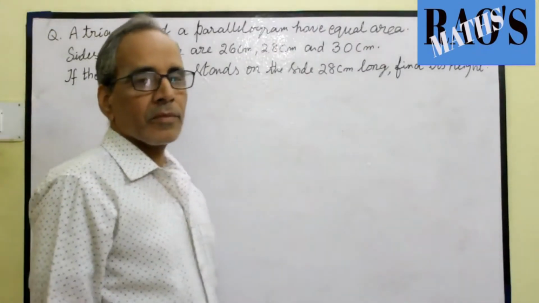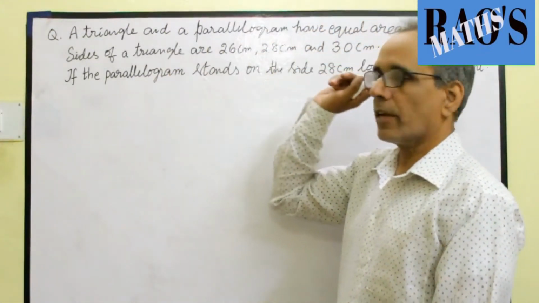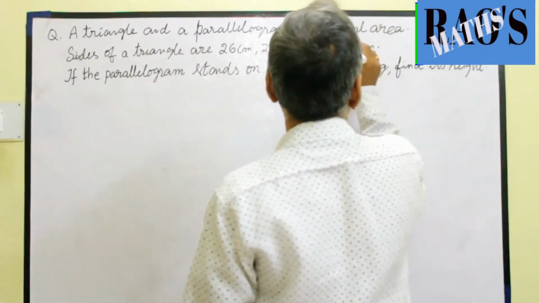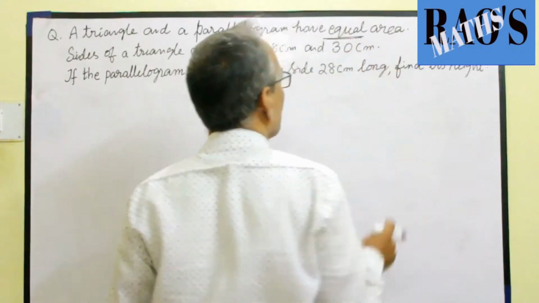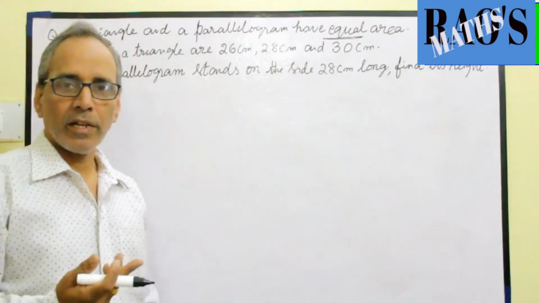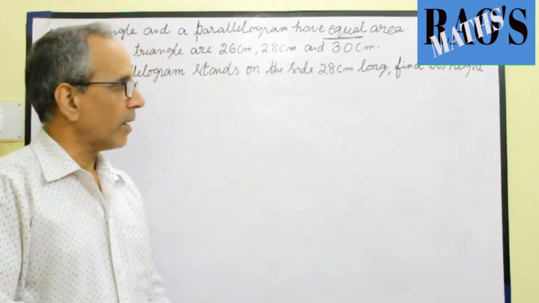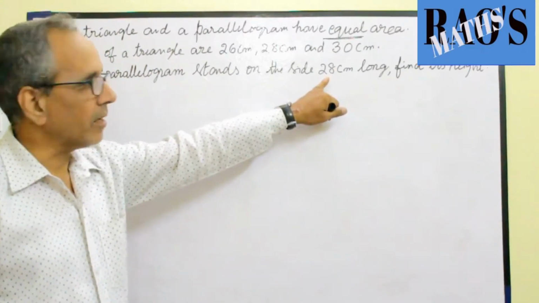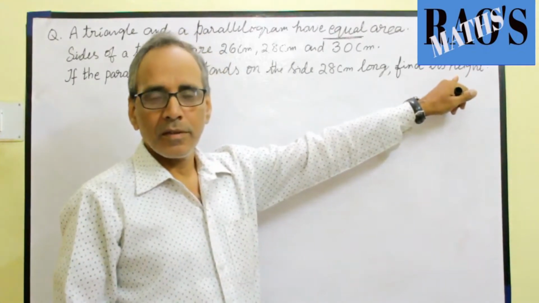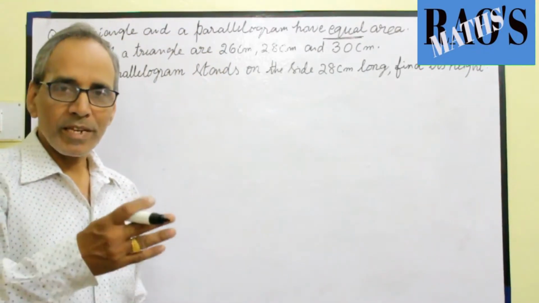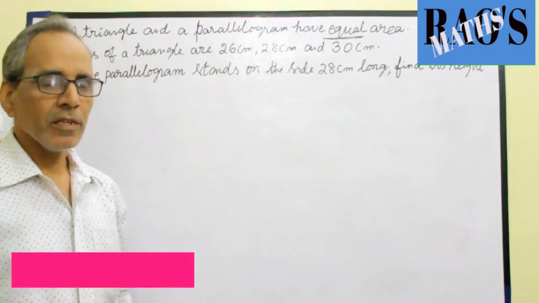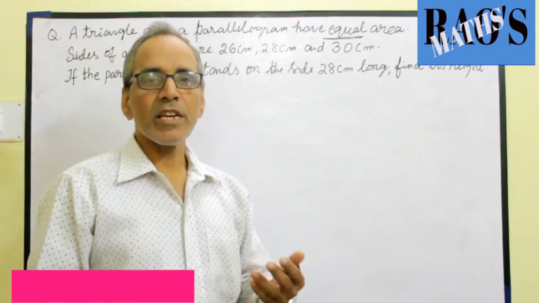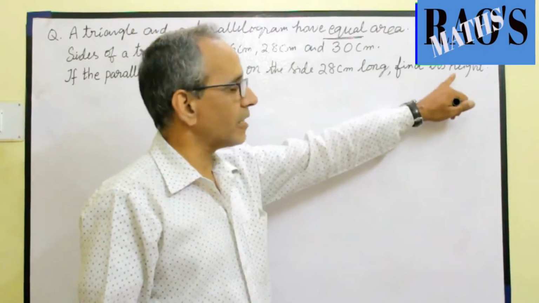In this question, we have a triangle and a parallelogram. The areas are equal. So the triangle area and parallelogram area are equal. And in the parallelogram, you are given a side and asked about the height. So the area of the parallelogram, we know, is BH. And the area of the triangle is by Heron's formula. So Heron's formula and BH are equal, whereas we want the H.